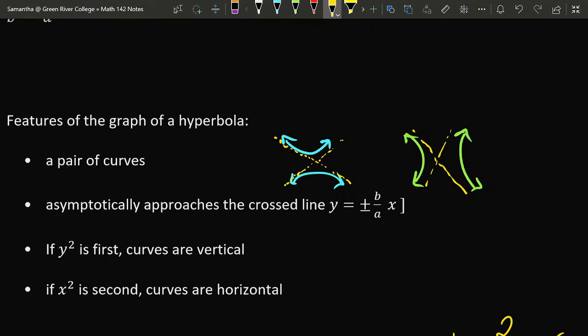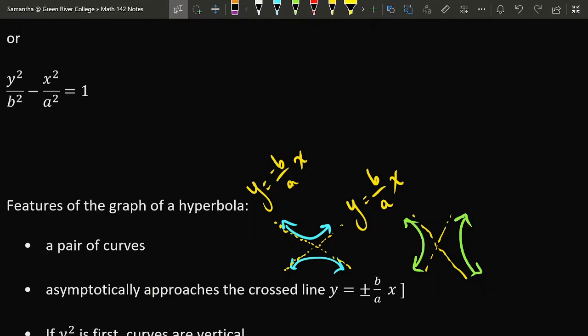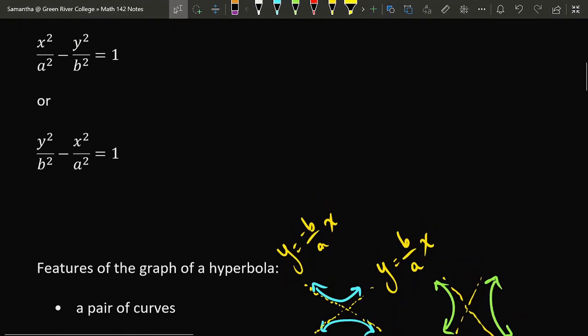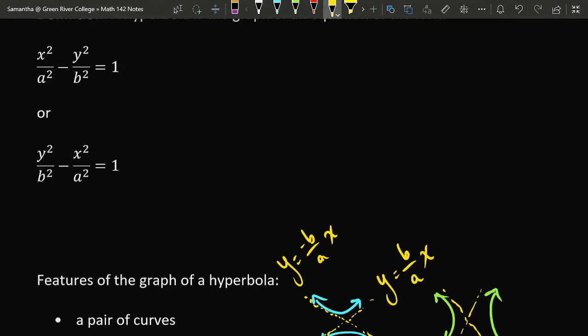And these two lines have the equation y is equal to positive b over a times x. That's the line with the upward slope. And y equals negative b over a times x. That's the line with the downward slope. Now, what am I talking about when I say b and a? I'm talking about these numbers underneath x squared and y squared in your equation. B would be the square root of whatever number appears under the y squared in your equation. A would be the square root of whatever number appears under the x squared in your equation.